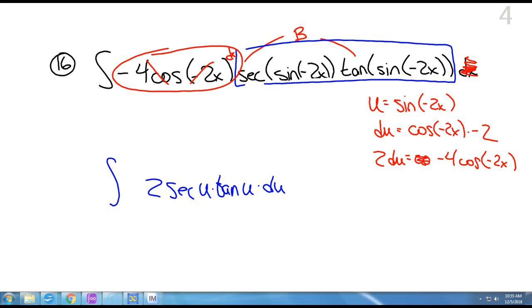Did that get a little better the second time through? Those of you that are watching. Some of you were intentionally looking away. So then you just integrate. What's the integral of sec tan? You get sec. Then you put the u back in. The u was sine of -2x.